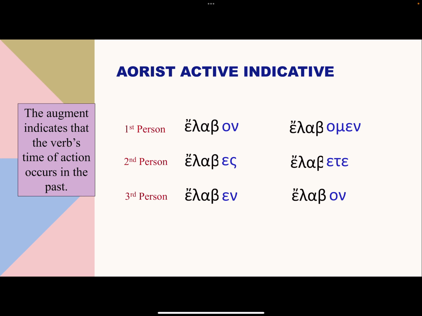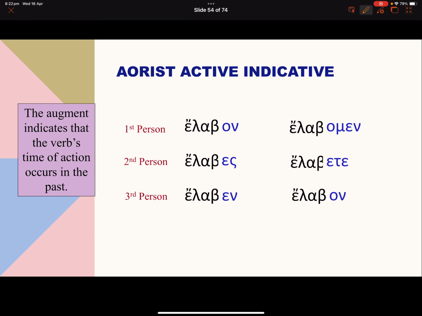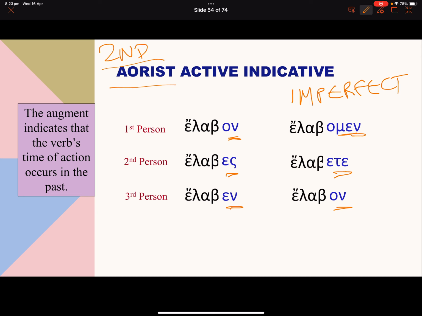So when a word like lambano, for instance, reclines, it actually uses the endings that we saw when we were learning the imperfect. Okay? So second aorist verbs, so verbs that have an irregular form when they move into the aorist tense, second aorist verbs, use the same endings as the imperfect, on, es, en, omen, ete, on.